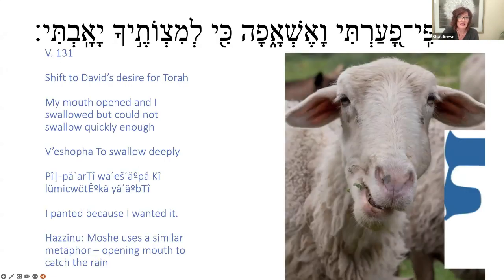At the top of there, I did start putting these verses across in Hebrew. So those of you who want to see it in Hebrew, you can see it with all the dots and tittles and things. This is Psalm 131. We have a shift now happening. We're going to shift from the desire to David's desire for Torah.